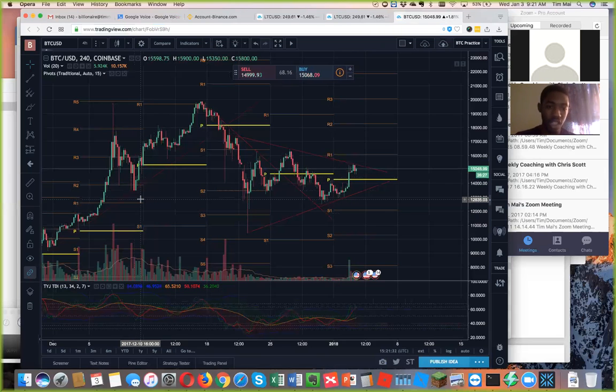Okay. And you just want to make sure you don't go through the body. Right, right. Okay, yeah. And one thing I'm still trying to remember is when it's red, that means it opened on top and closed on the bottom. When it's green, it opened on the bottom and closed on top. Exactly. Still learning, so I'm not used to that yet.